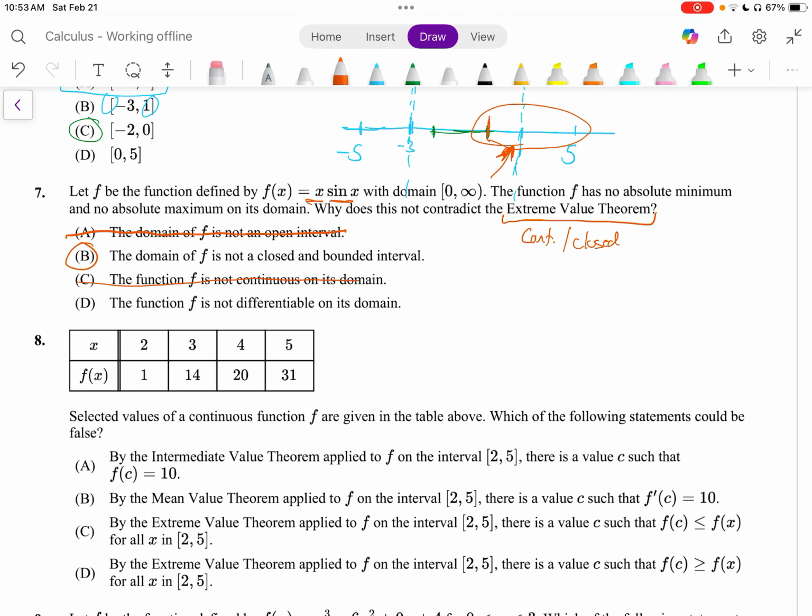This one says it's not continuous. It is continuous. This one says it's not differentiable. It is differentiable. So our answer definitely is B.